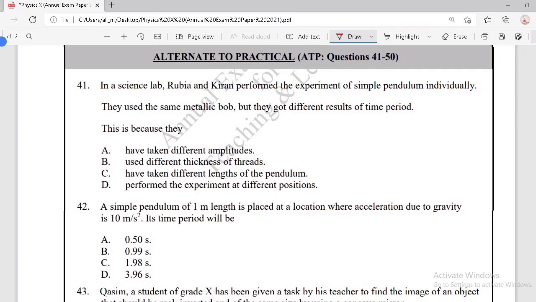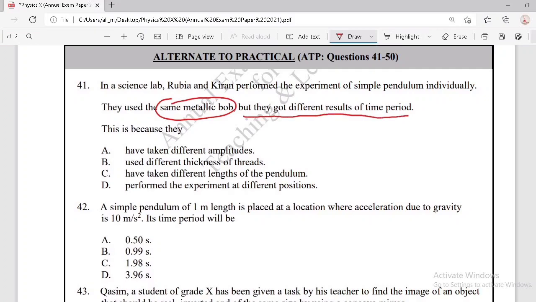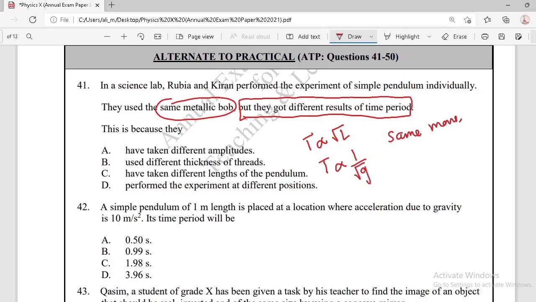In a science lab, Rubia and Kiran perform the experiment of a simple pendulum. They use the same metallic bulb, but they got different results of time period. So both of these students have the same bulb, it means they have the same mass, but still they got different time periods. We know that the time period is directly proportional to the square root of length, and inversely proportional to the square root of gravitational acceleration. These two students were working in the same lab, so we can assume that the gravitational acceleration for both of the students remains the same. So the time period may only change due to the change in length.